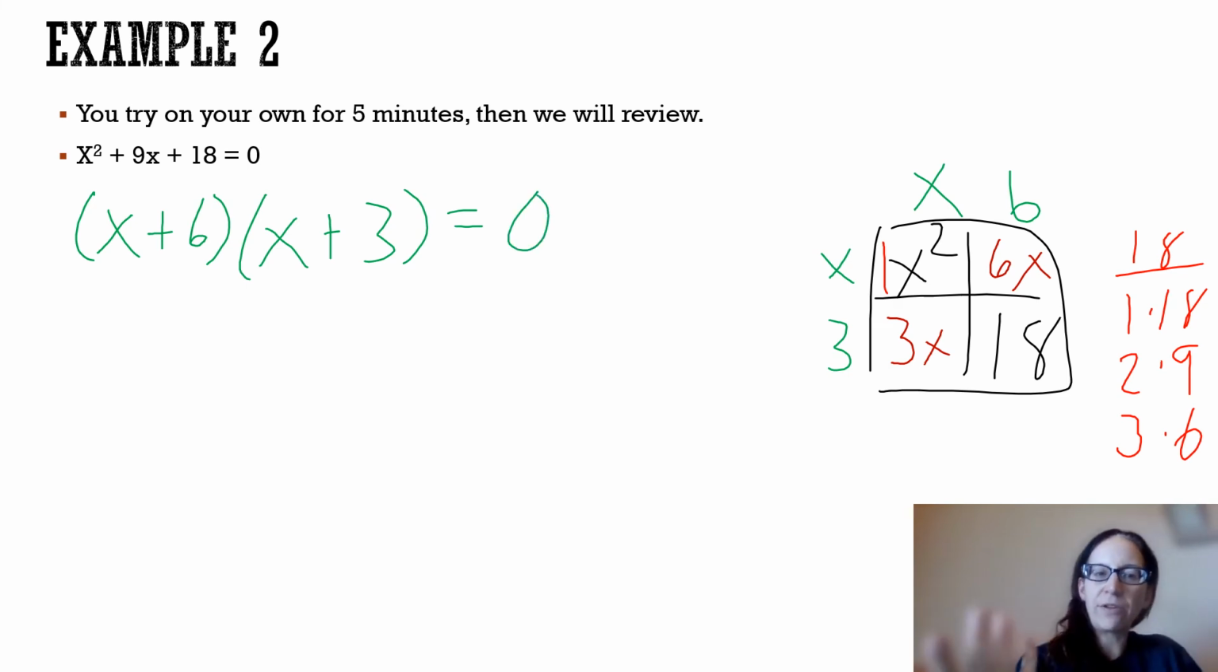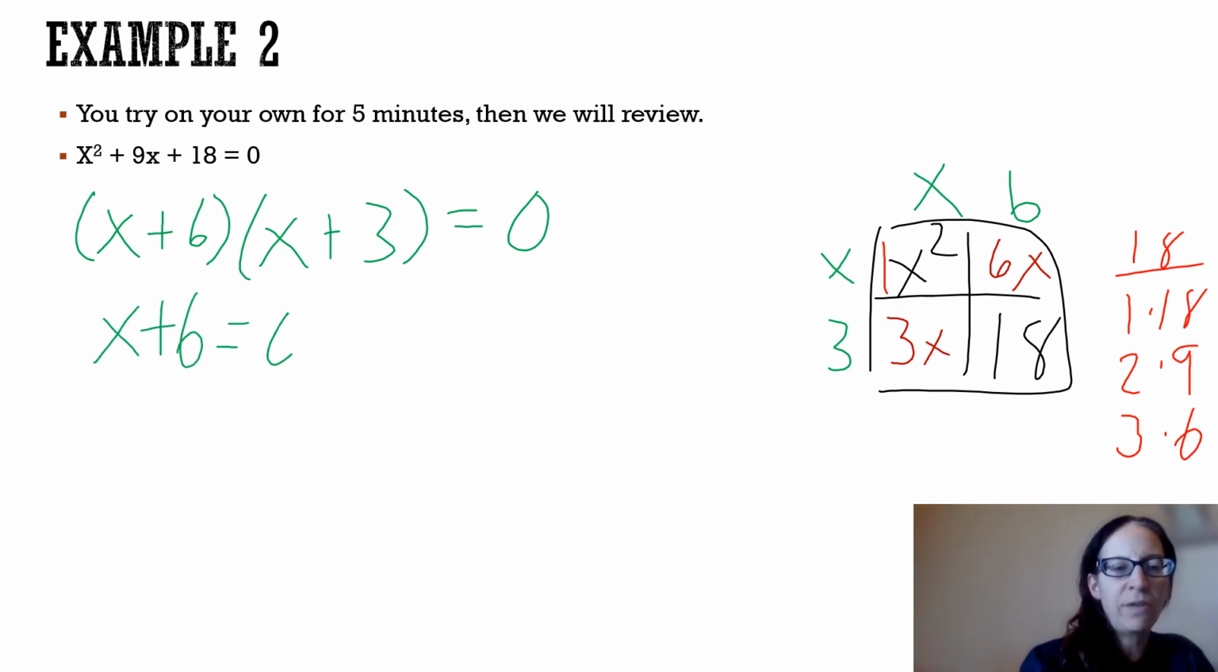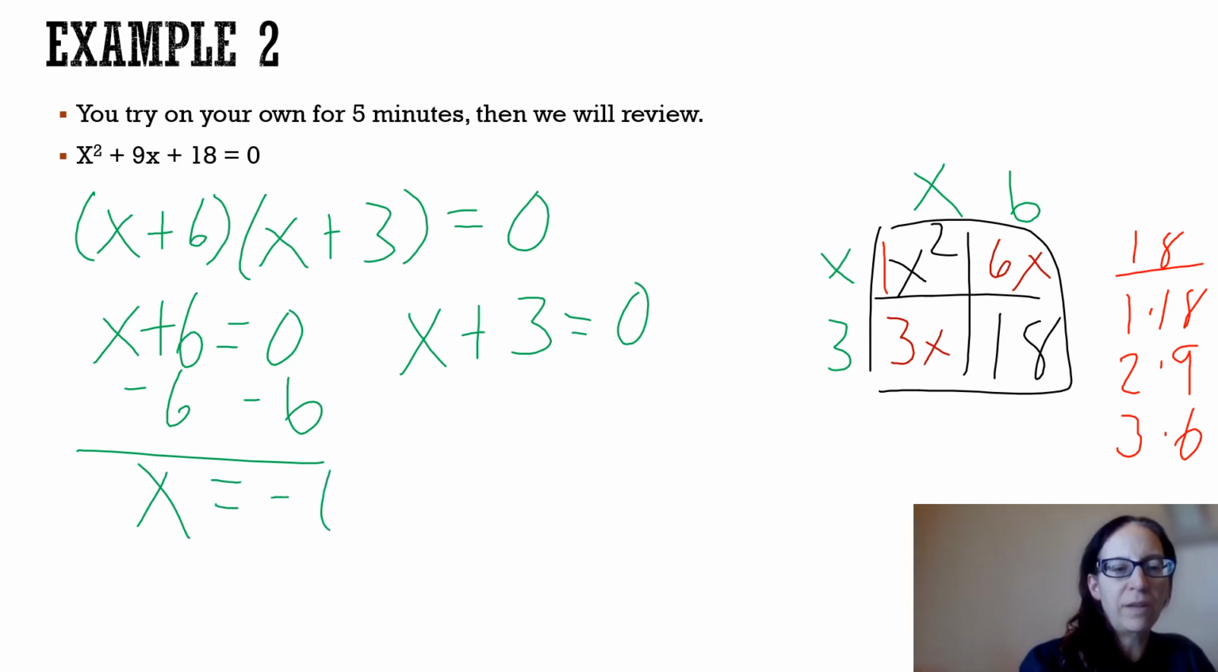And now we apply our zero product property. So I have two things. Those two things are multiplied together, and the product is 0. So either the first or the second. So it could be x plus 6 is equal to 0, or x plus 3 is equal to 0. And we subtract 6, and we get x is equal to negative 6. Or we subtract 3, x is equal to negative 3.